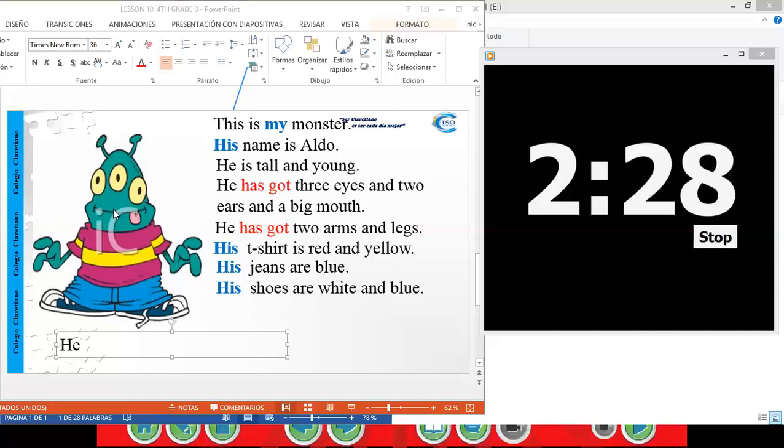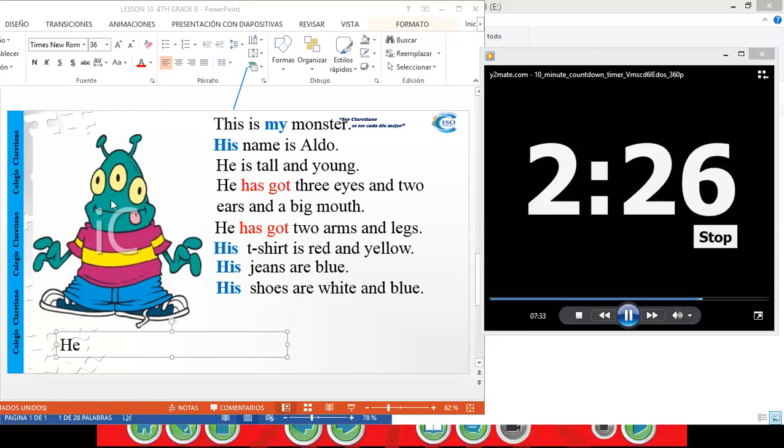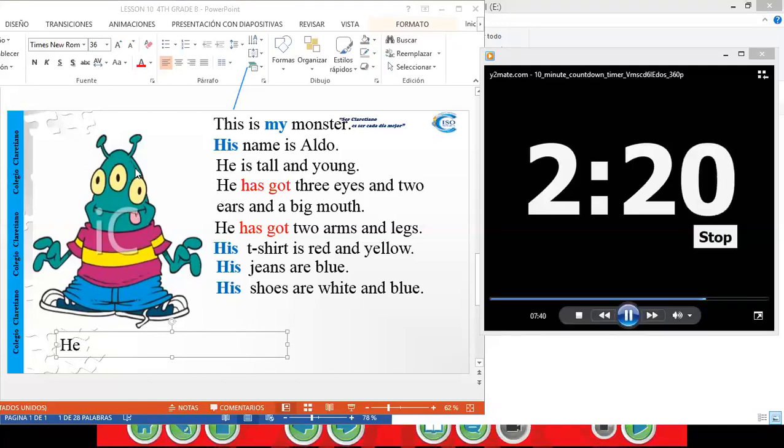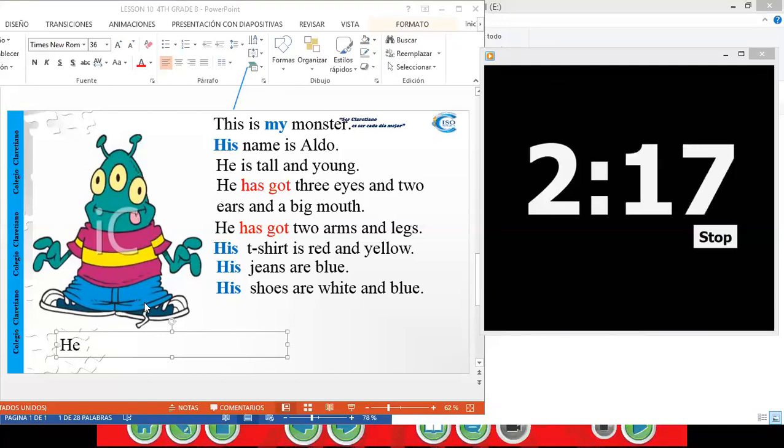Ok, let's continue, please. Let's work. Two minutes, please. Finish coloring your monster, okay? Color your monster. Two minutes to color. Remember, use jeans, coat, dress, skirt, shoes, boots, okay?